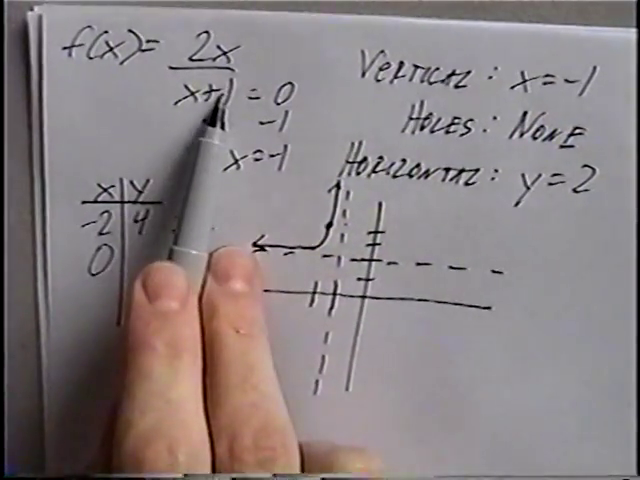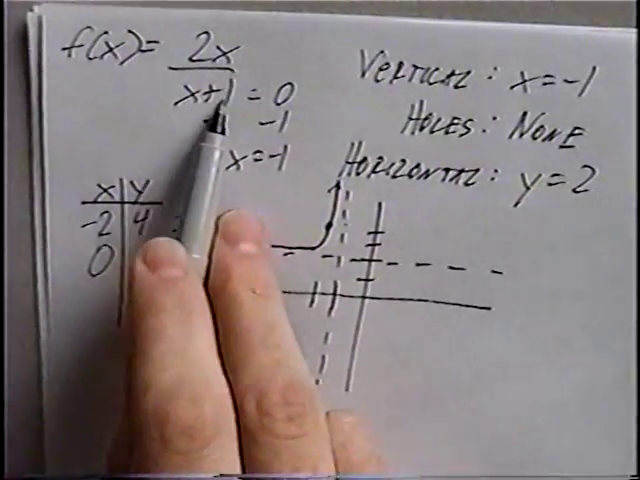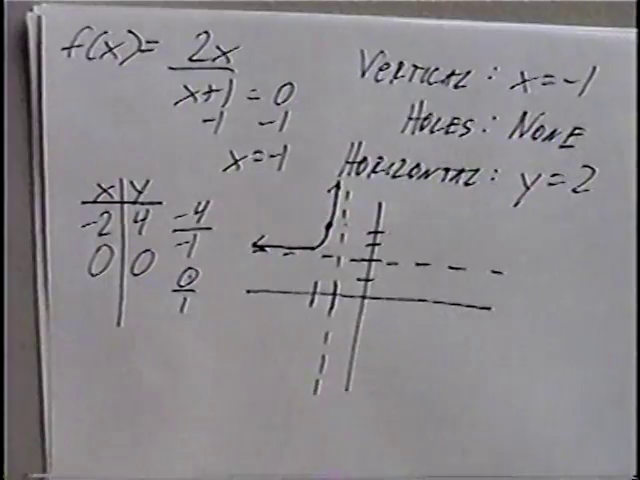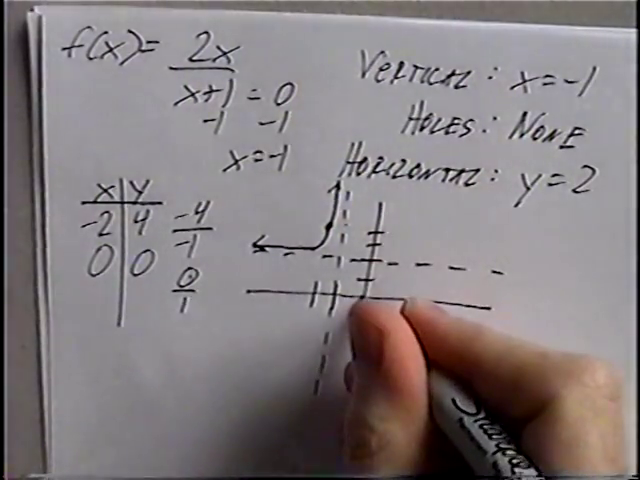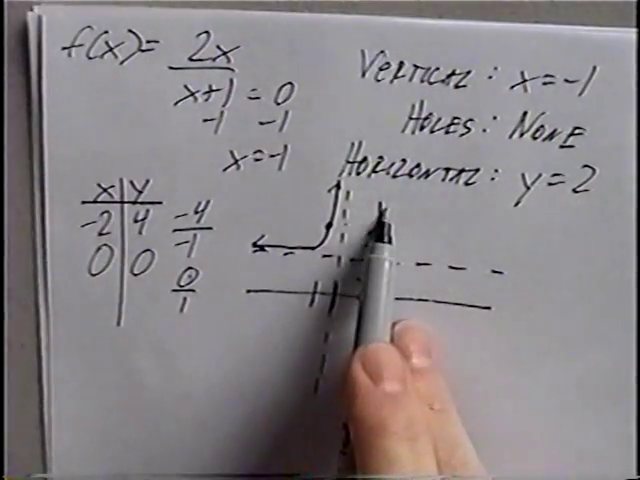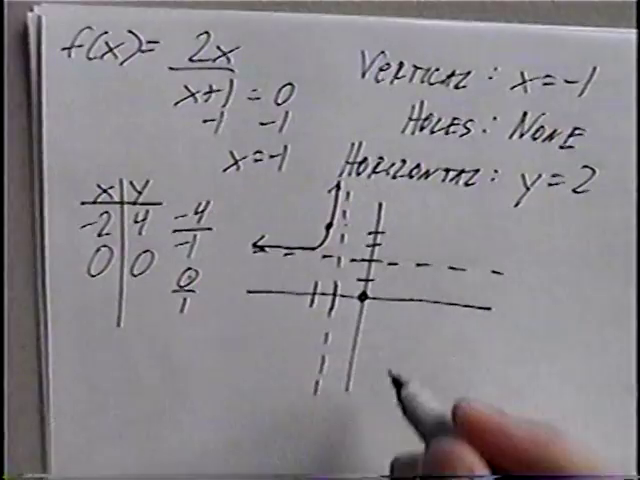We can pick a point to the right, which would be 0. Plug 0 into the original equation. 2 times 0 would be 0. 0 plus 1 would be 1. 0 over 1 would be 0. So our point is 0, 0. And again, the graph is either on top or bottom of the horizontal asymptote. This point tells us it's on bottom.